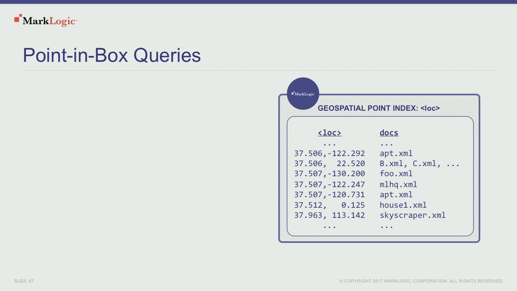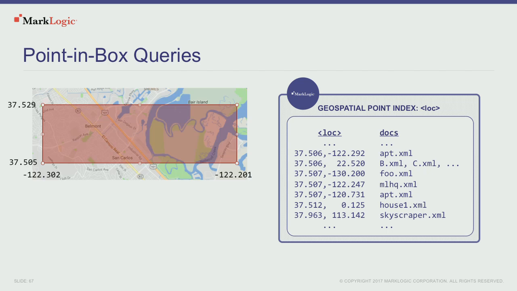Now when it comes time to query, say for example you wanted to do a point in box query. So here's an example of a box. We have a latitude range and a longitude range. So effectively this becomes two ranges.